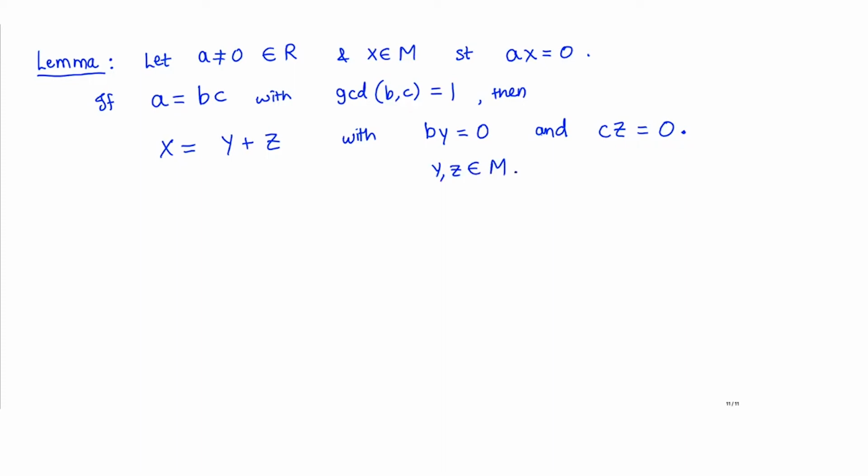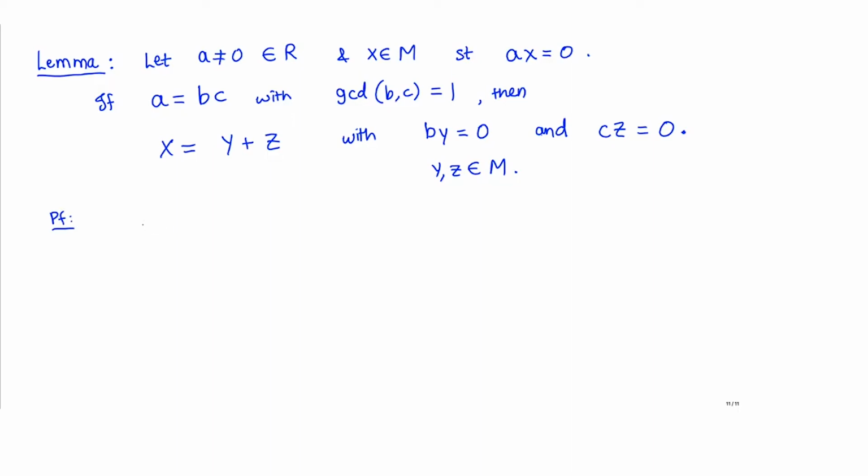Okay, so what is this proposition? It's an interesting statement. It says that if x is annihilated by A and A can be split into two pieces, well, split now means as a product of two relatively prime elements of the ring, then the element x can also be written as a sum of two elements Y and Z, where Y is killed by one part of A, that is by B, and Z is killed by C. Okay, so it's an interesting little statement and the proof is rather simple.